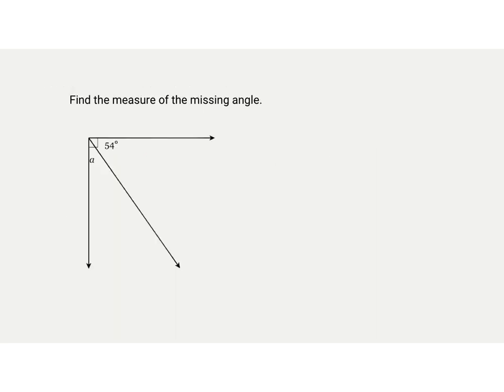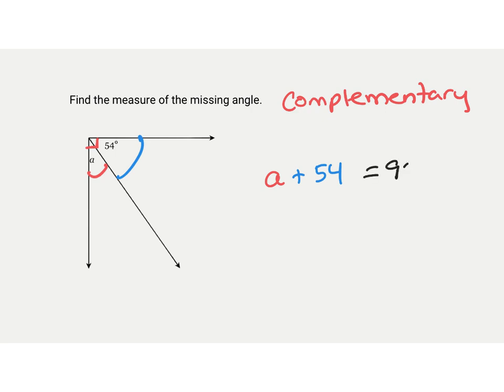They might also ask you to find the measure of a complementary angle pair. Notice here, this is the sign for a right angle. So I know these are complementary. That means 2 angles that sum to 90. So I would say that angle A plus 54 has to equal 90. So 90 minus 54 is equal to my A. So I know that A is 36 degrees.